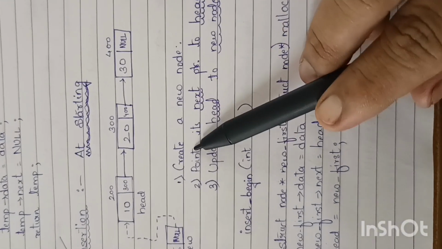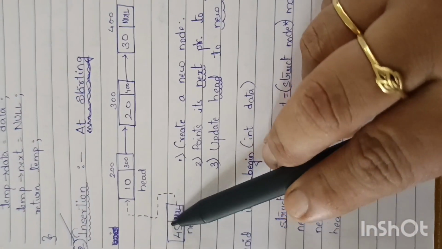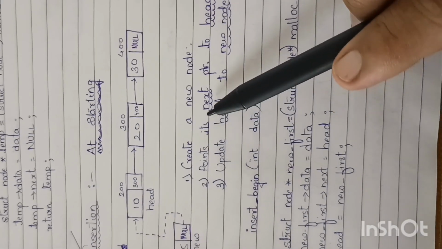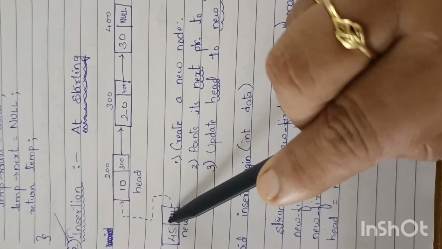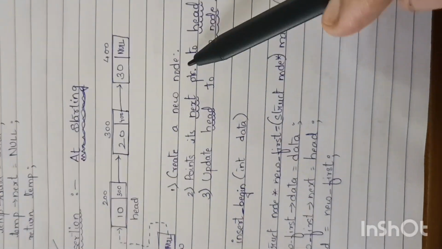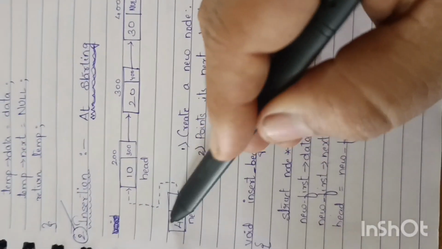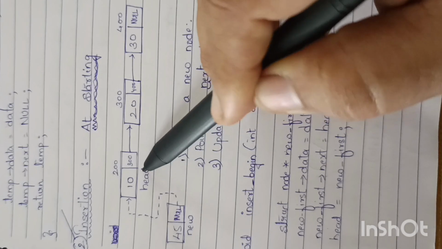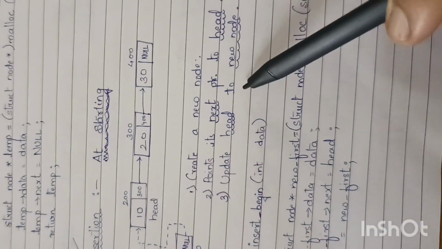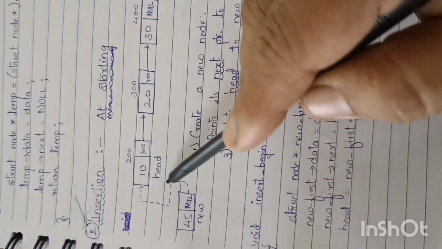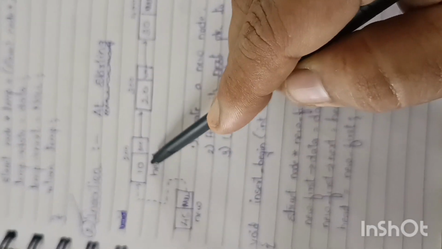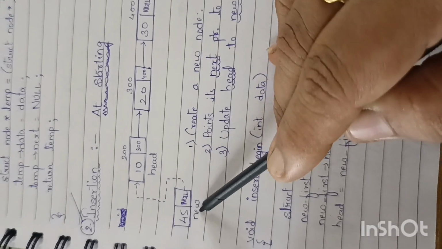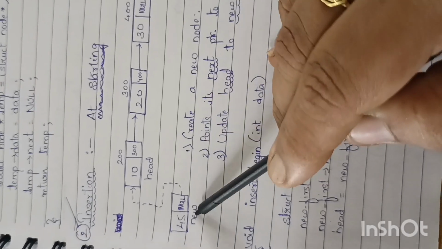So what are my steps? Create a new node. Point its next pointer, this new link, to head. So we are making it point to head, storing the address of head here. Then update head to the new node. We are storing the address of this here, and then I am renaming this new node as head.